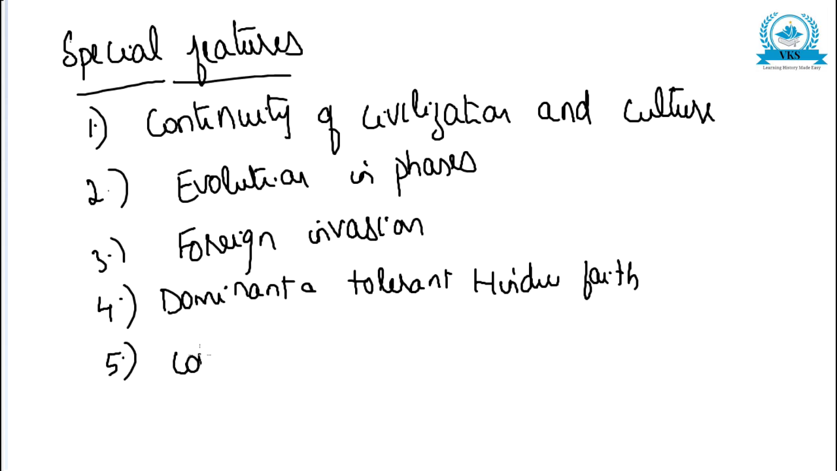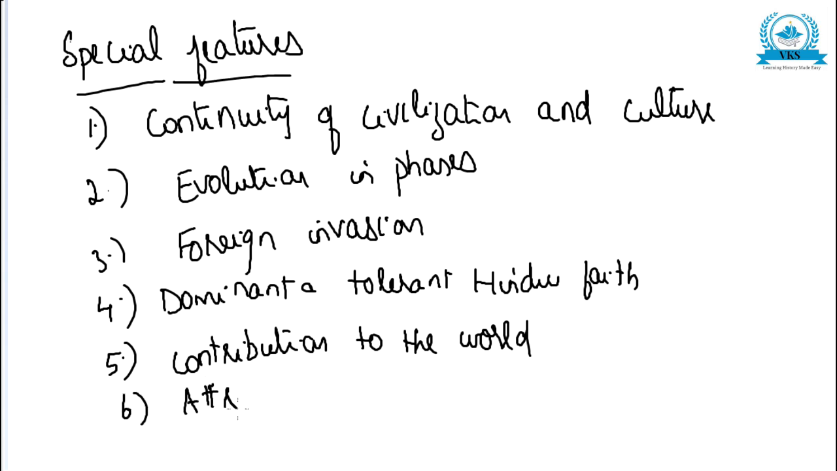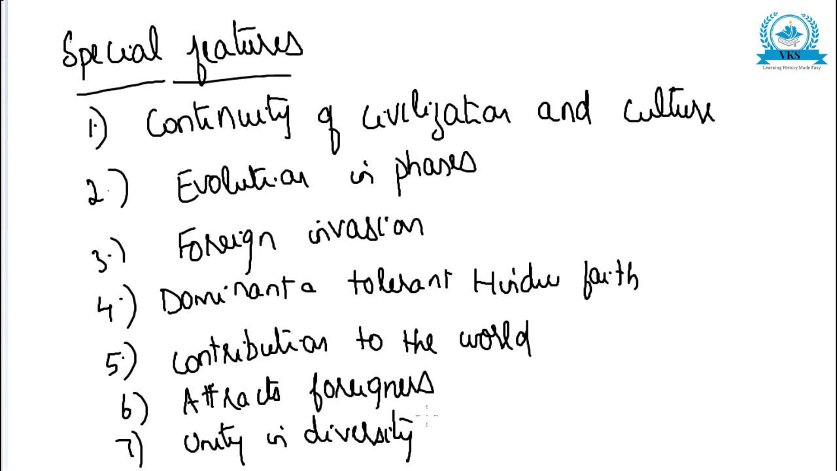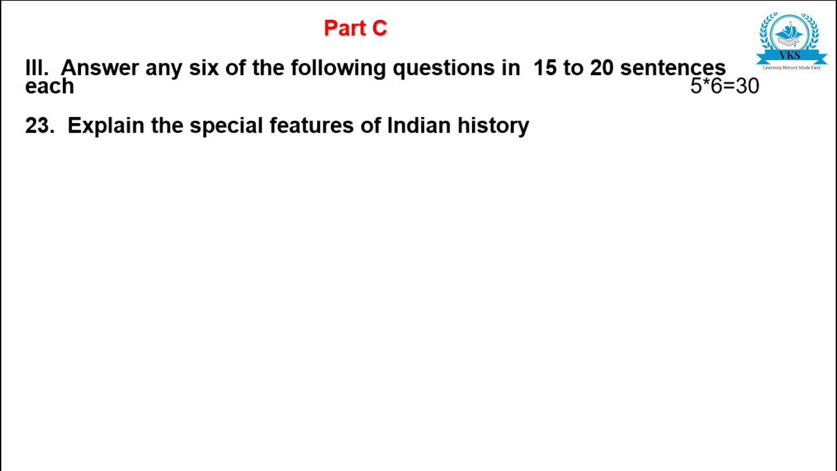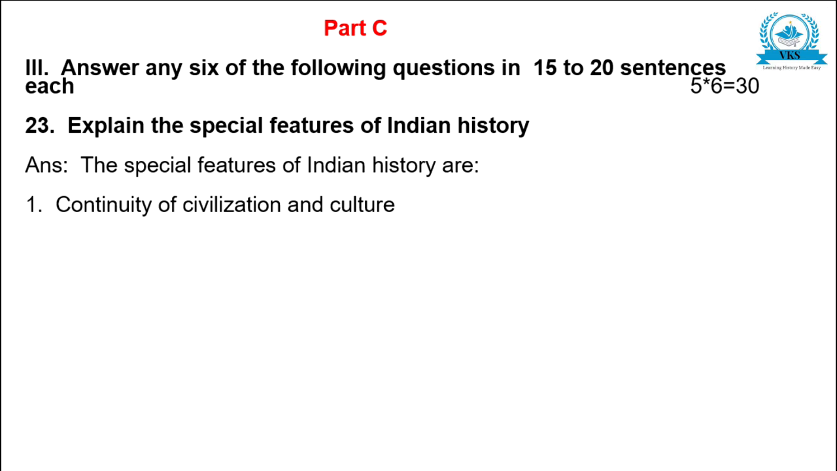Fifth feature is the contributions which India has given to the world, contribution to the world. That is the fifth feature. Then the sixth feature is India as a country attracts foreigners. That is the sixth special feature. And the last feature is unity in diversity. So you write all the points and you explain just a 2-line explanation for each point. That will be a perfect answer for the question special features of Indian history. So let us read the points once more. Explain the special features of Indian history. The special features of Indian history are continuity of civilization and culture.